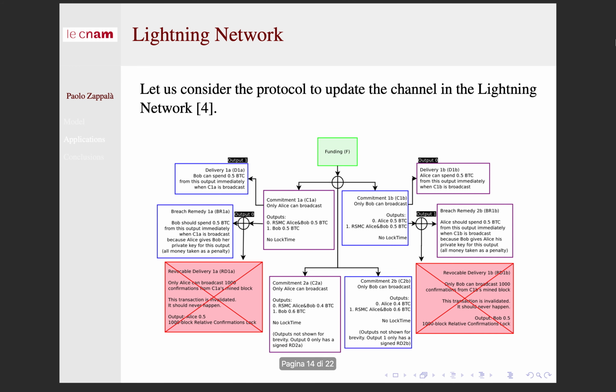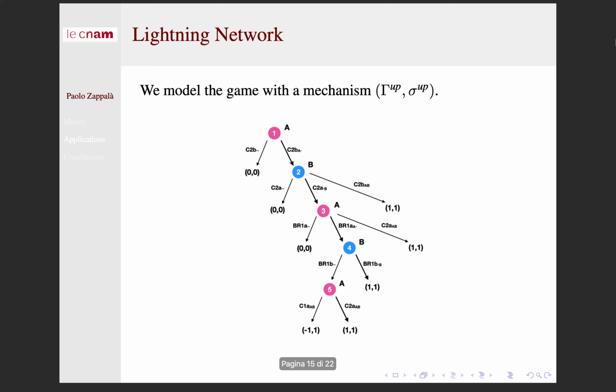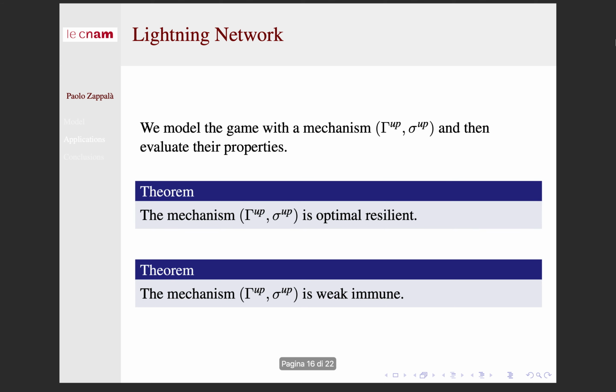So let's go a little bit into details. What we did is analyze a single protocol, in this case the protocol to update the channel in the Lightning Network. We model it with the mechanism. In this case, you see the game tree, and all the players can do at every single step. Then we define a mechanism, and we prove the properties thanks to the theorems.